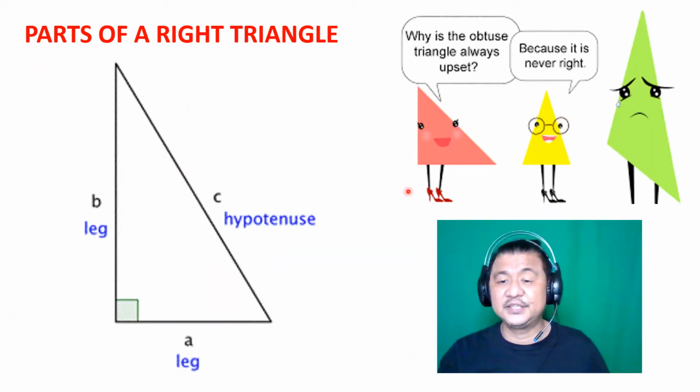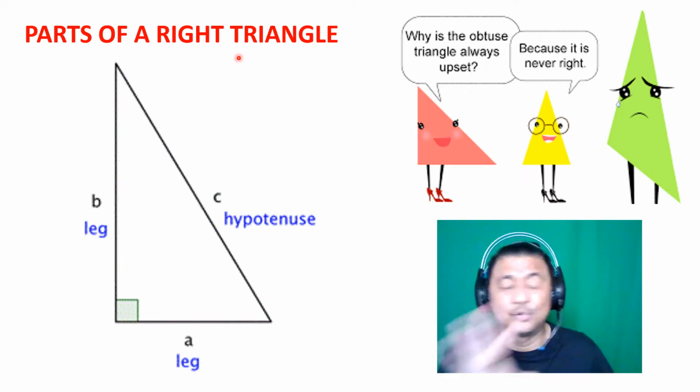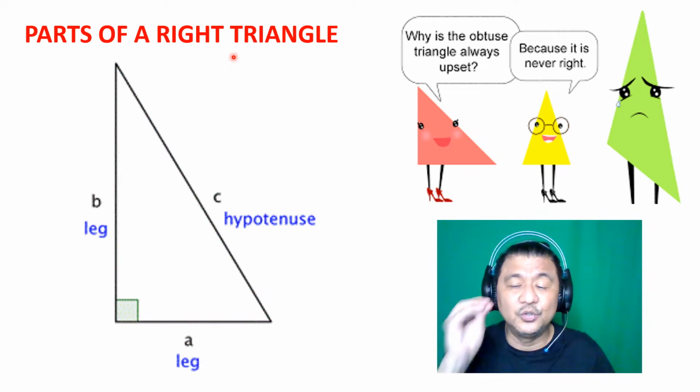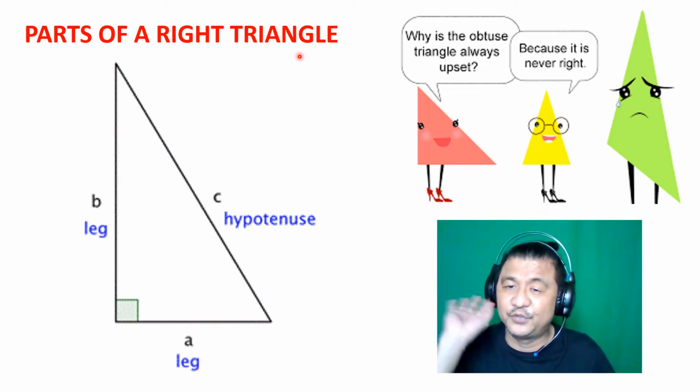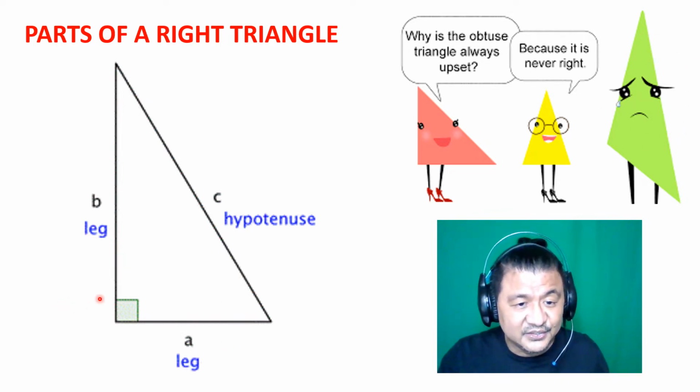So let's now move on to a right triangle. Okay, our focus is only the right triangle. Our rule only applies for right triangle. Forget the other triangles. Oh, read this cartoon. The right triangle is saying, why is the obtuse triangle always upset? Because it is never right. Yes, he can never be right because he can never have a 90-degree angle.